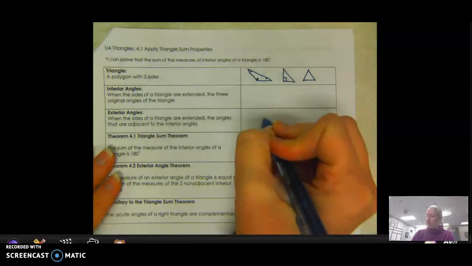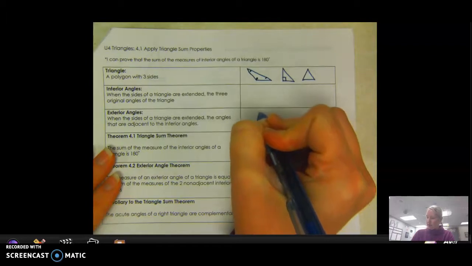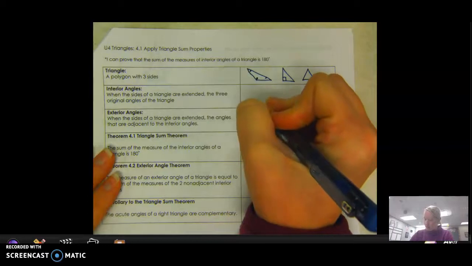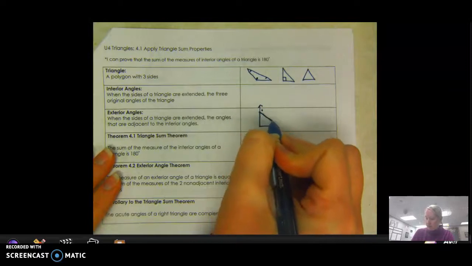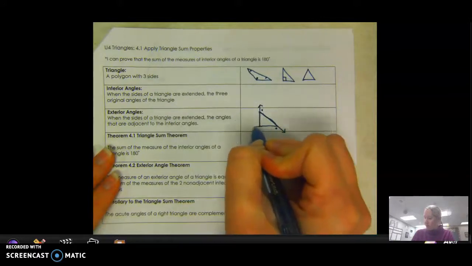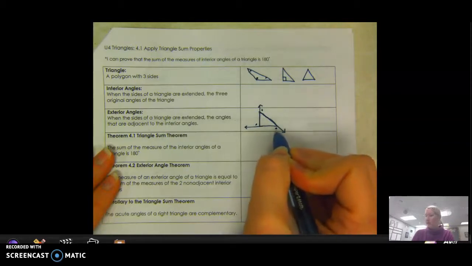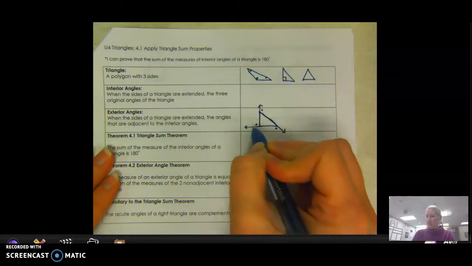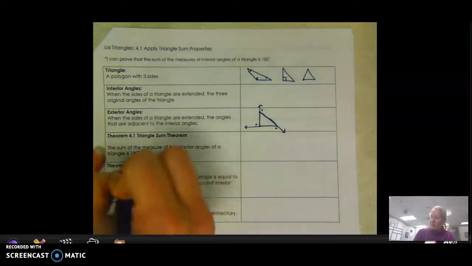Exterior is when I extend the sides. If I think about a triangle, you're going to extend them in kind of a windmill fashion. I'm going to take this line and extend it up. This is my exterior angle. I'm going to go from this side and extend this down. This is my exterior angle. And then I'm going to go from here and extend it this way. This is my exterior angle. They go in a windmill, okay? It is not this angle back here, because those would always be 180. It's the other side of it. The sum of the measure of the interior angles of a triangle is 180 degrees.